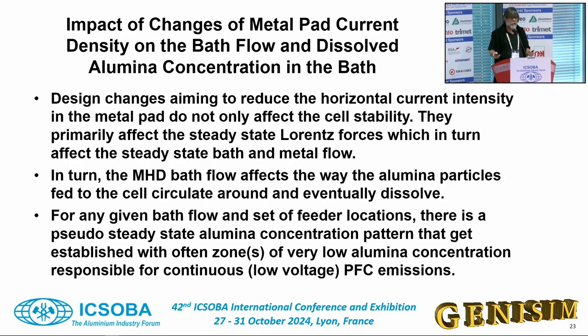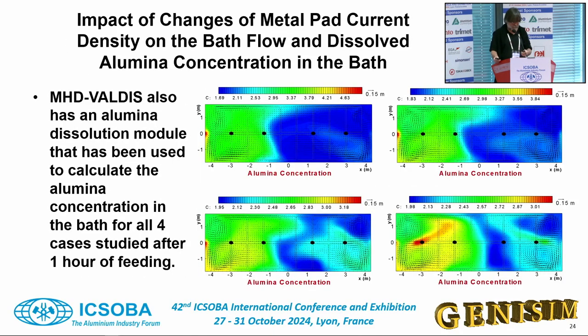I have an alumina module in MHD Valdez, so I ran the four cases. And this is what I discovered: improving the stability of the cell with the same feed logic also reduces the permanent gradient. The way this model works, it feeds particle alumina, and then forms a raft, and then the raft moves, and then the raft is dismantled, and then you get the concentration of alumina based on the feeding. And here you can see that the feeder positions are symmetric.